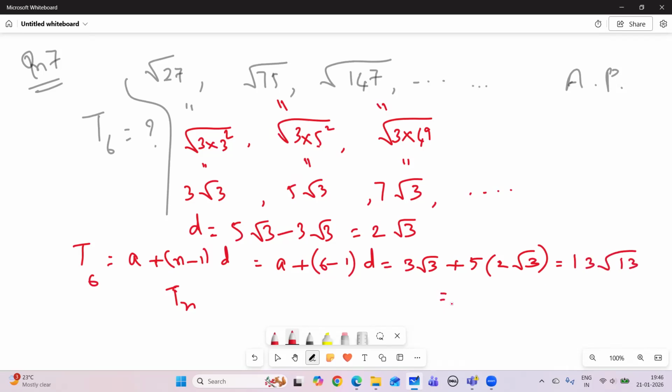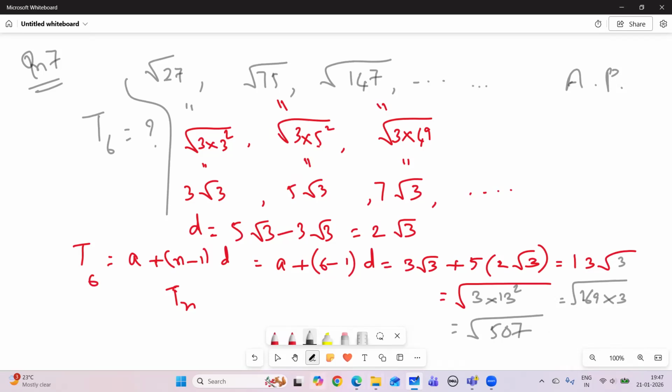The given terms are in terms of entire square roots. So it is 3 root 3 plus 5 into 2, 10 root 3. 3 plus 10, root 3 is common, 3 plus 10 is 13, so 13 root 3. Take 13 inside the square root. It becomes 13 square, so this is root 169 into 3. That is root 507.